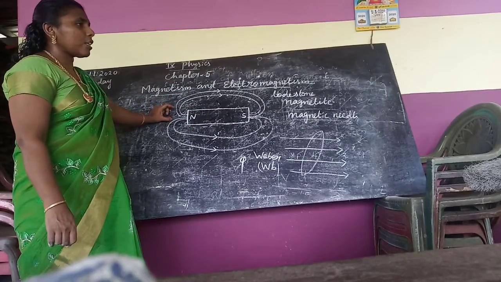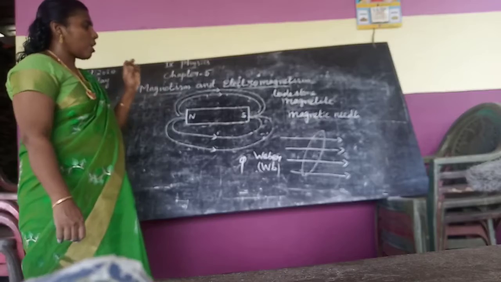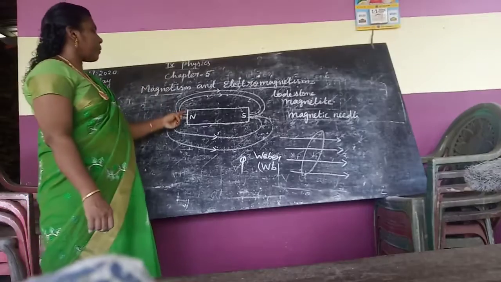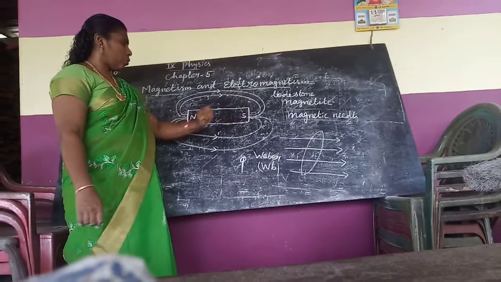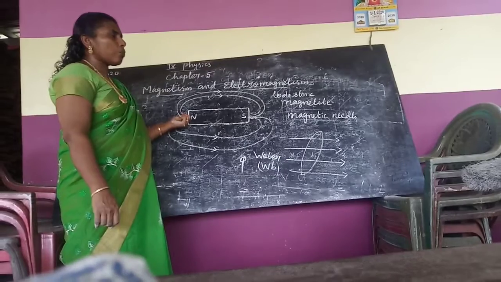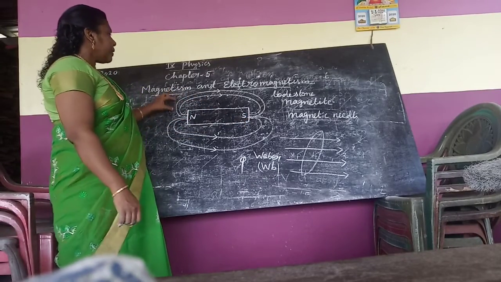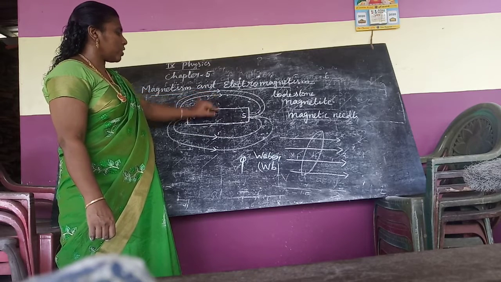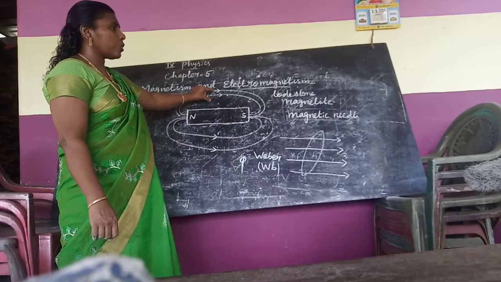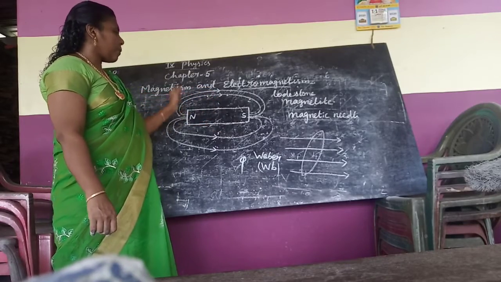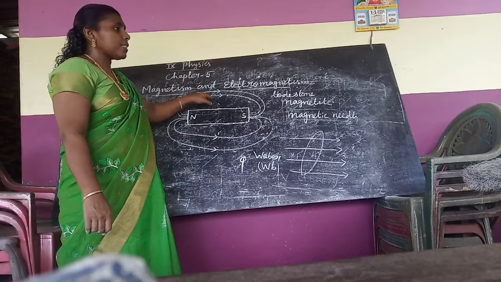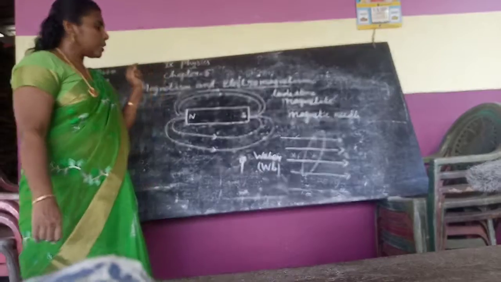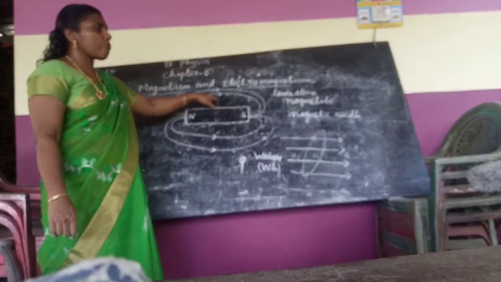How can we draw the magnetic lines of force? By using this magnetic compass, we can draw the magnetic lines of force. Always the magnetic lines of force start from the North Pole and end at the South Pole. And here also they start from the North Pole and end at the South Pole. The lines should not intersect each other. It starts from North Pole to South Pole and it has magnitude and direction. So these are the properties of magnetic field lines.